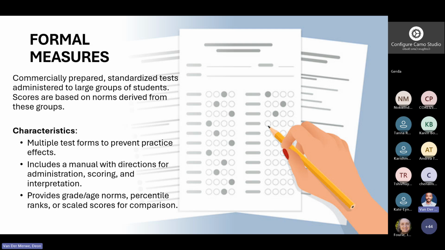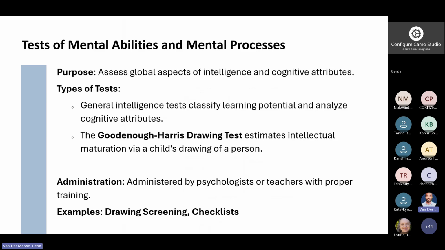The test is accompanied by a manual that provides direction for administration, scoring, and interpretation, as well as the manual contains grade norms, age norms, and possibly percentile ranks or some form of scaled score, all of which is part of your SNAR document.